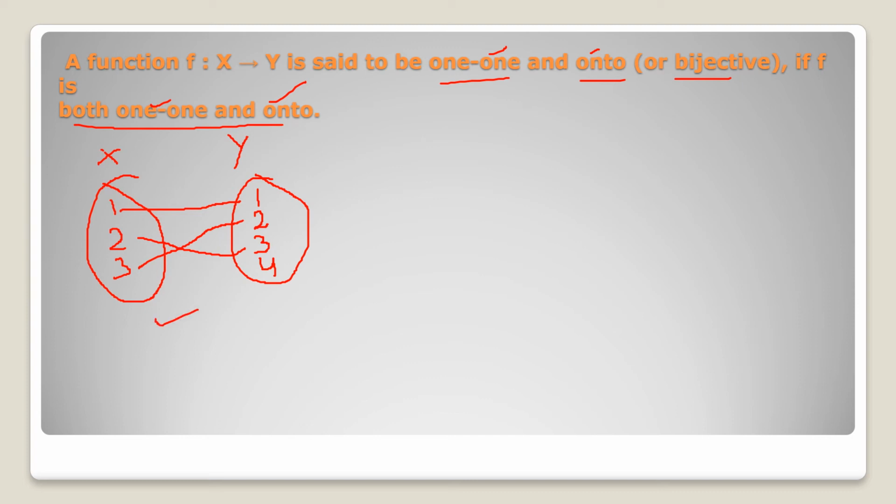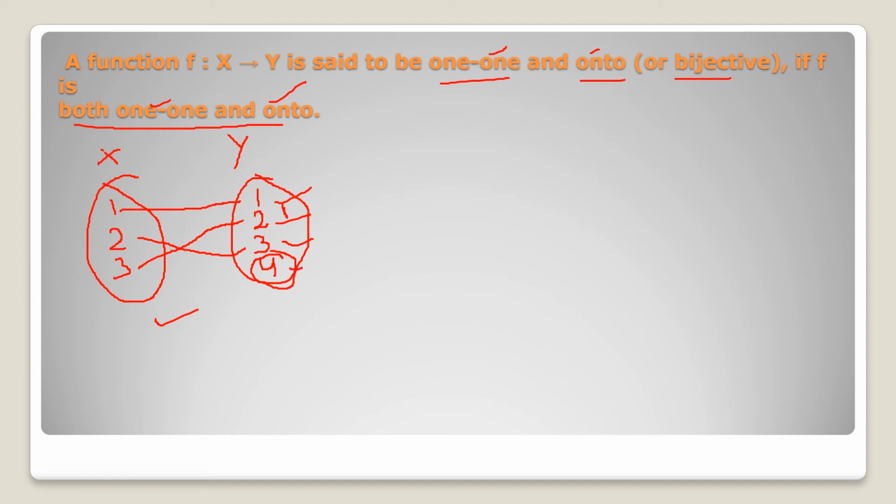Now let us check for the onto. What we said for onto: each element in y must have some pre-image. So 1 has pre-image, yes, 1 is the pre-image. 2 has pre-image, yes, 2. 3 is the pre-image of 2. 3 has pre-image, yes, 2 is the pre-image of 3, but 4 has no pre-image. We don't have any element in x such that f of x is equal to 4, right? So we don't have any element here which is the pre-image of 4. So therefore this function is not onto.